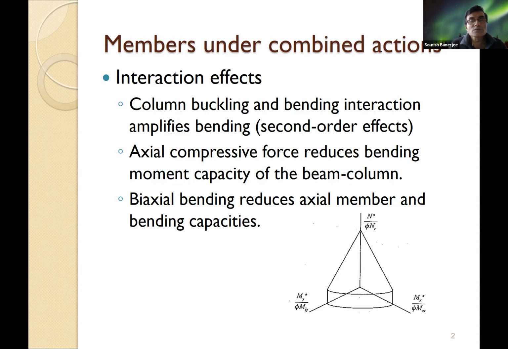Combined actions means suppose bending and compression force are acting together, or tension and bending, or there is bending about both principal planes. And you will find in reality, most of the time, the scenario will be like that. That means that most of the time, forces will act simultaneously. That means we have to look at how we can analyze the members when they are subjected to combined actions.